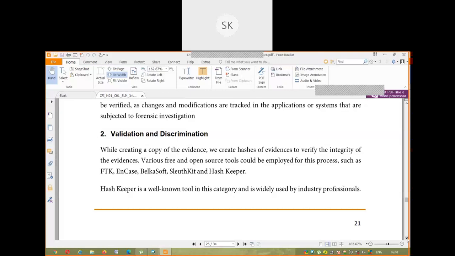So what is validation? In the previous case we created some hash of the evidence. Why did we create those hashes? To verify the integrity of the evidence. Integrity means whether the evidence has been modified by somebody or it is original. Is it okay?